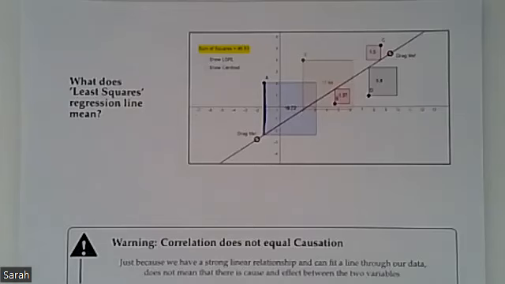I want to take a closer look at how we decide where this line sits so that it becomes a line of best fit. As we eyeball this, there's probably a couple different ways we could draw that line. So, how does the computer decide which one really is the best fit?